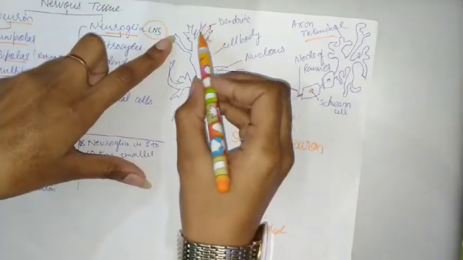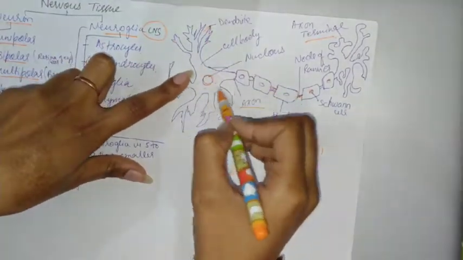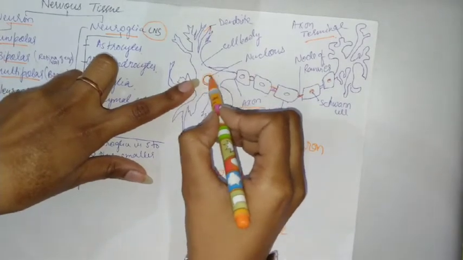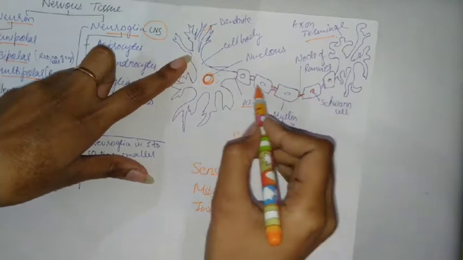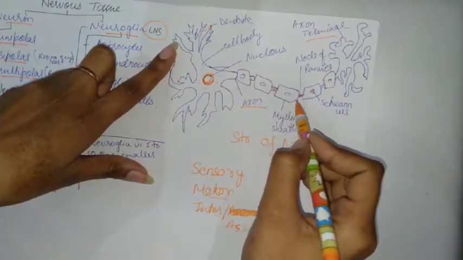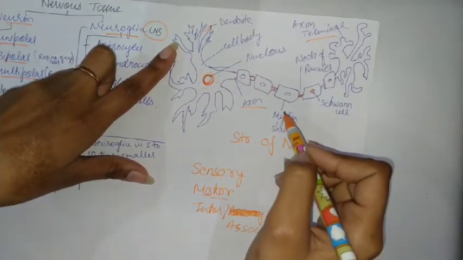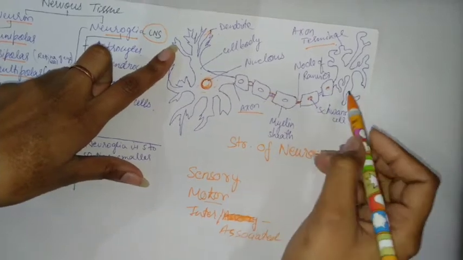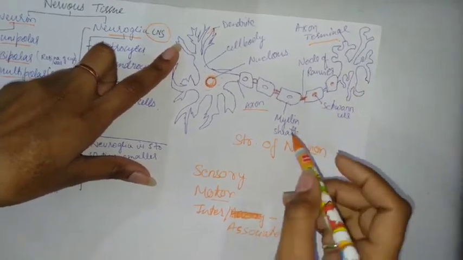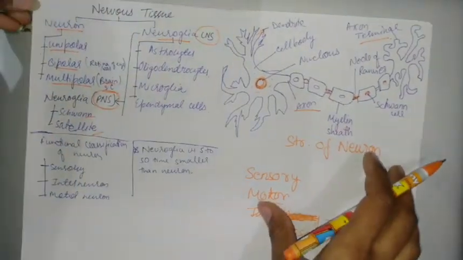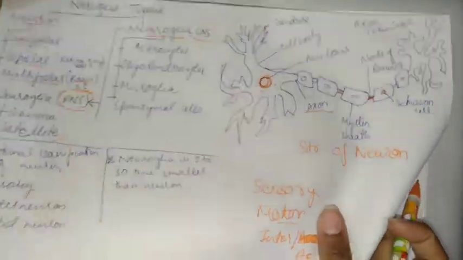So dendrites, the sharp ends. This is the cell body. This is the nucleus. This is the axon. This full length you can call the axon. This is the myelin sheath covered with myelination or myelin. These are Schwann cells. This is the node of Ranvier. These are the axon terminals. So here it is, nervous tissue.